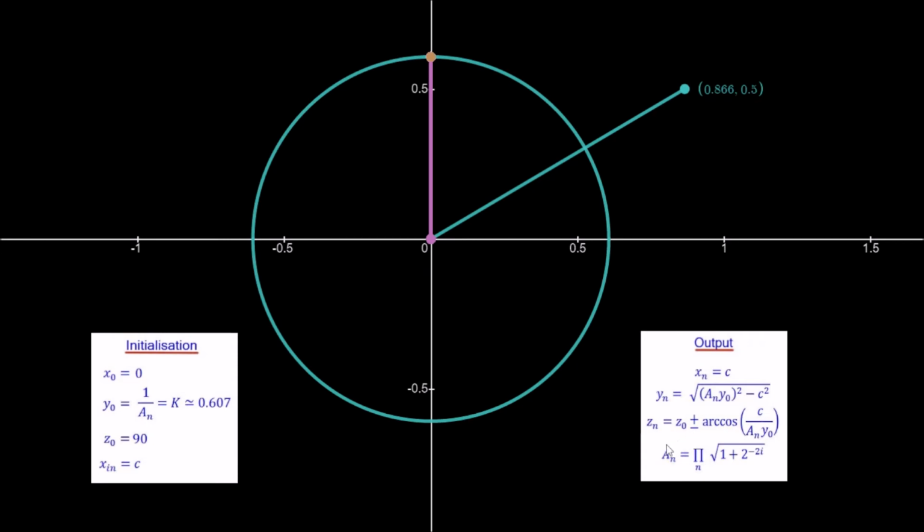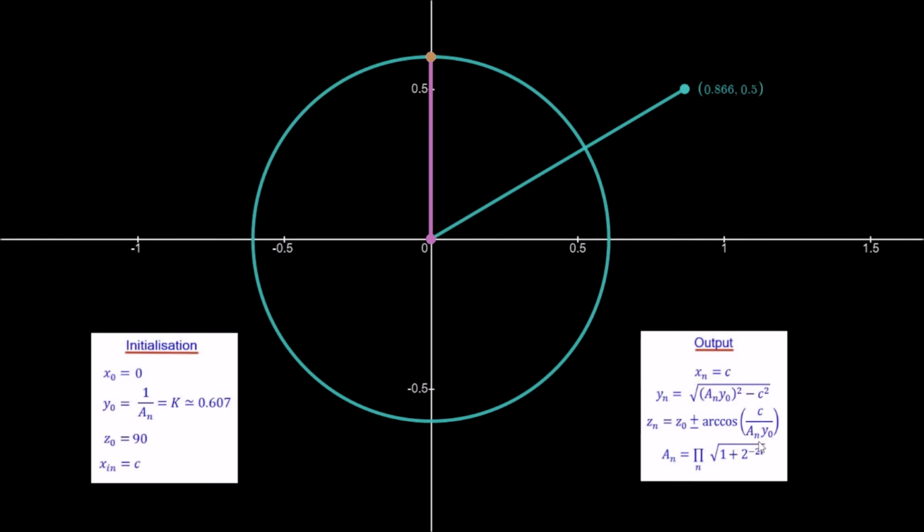The value for our angle here is going to be the initialization angle. So in this instance, the initialization angle is 90 degrees, and we're going to be adding on or subtracting off the arc cosine of our x distance here, which is our c, divided by our hypotenuse, which is going to be our an y0. And we've seen how we worked out an. Again, it's the same as in the previous example.